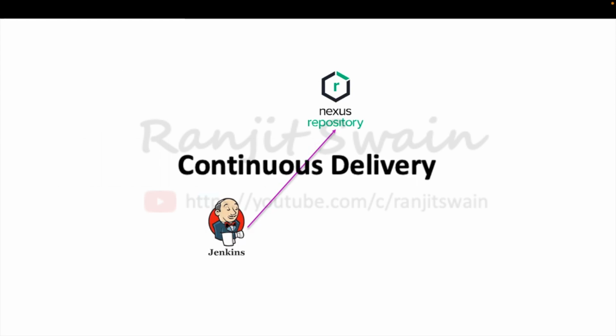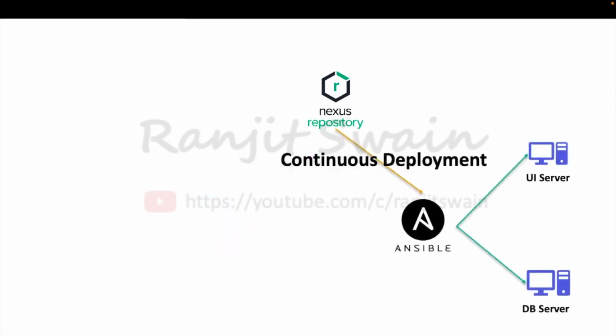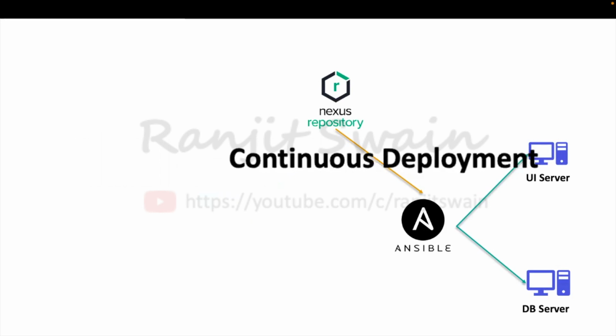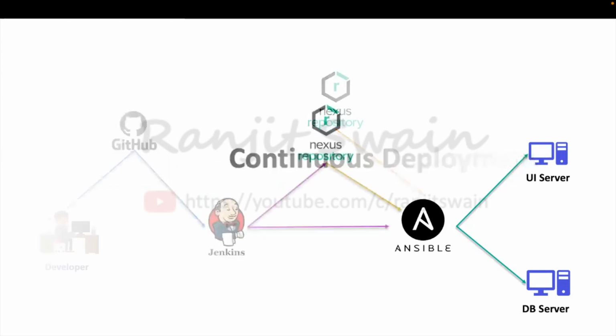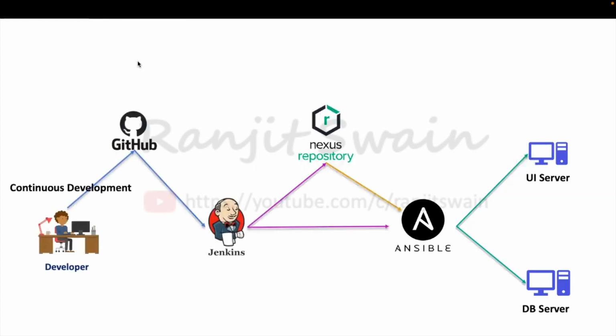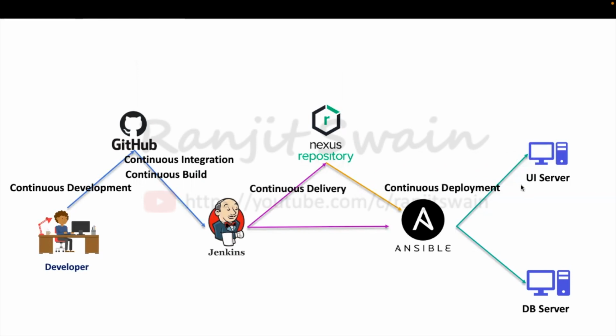Once the delivery of the artifact is done, we can use Ansible to download that artifact and deploy it into the different environments. It could be a test environment, QA environment, or production environment. So we can call it continuous deployment, right? If you see this complete diagram, we have continuous development, continuous integration, continuous build, continuous delivery, and continuous deployment.